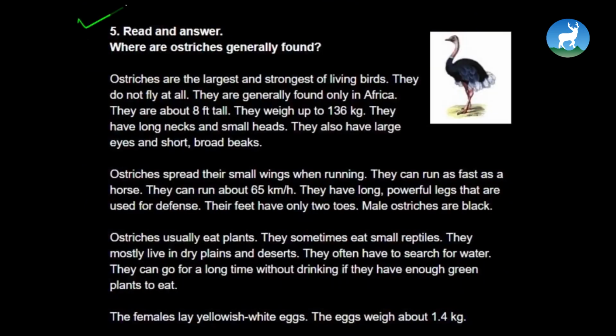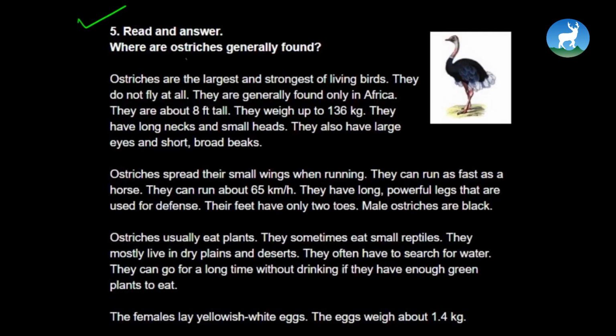Okay, let's move on to the reading portion now. It's called Read and Answer. Where are ostriches generally found? So that's the question. Look at the picture. We find a picture of an ostrich there. And the question is, where are ostriches generally found?